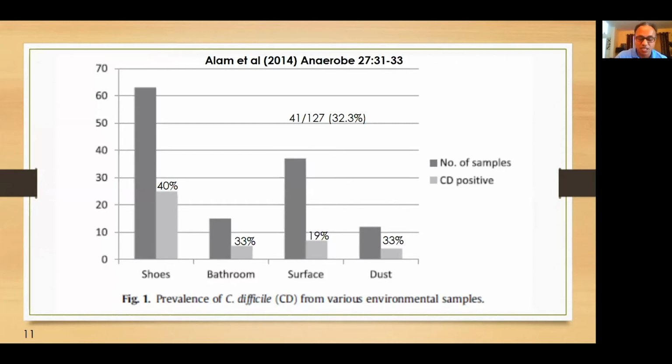It was surprising to us because it is grossly contaminated soaps. And then restroom or bathroom samples, 33%. Other surfaces, floor and kitchen surfaces, 13%. Even household dust contained 33% toxigenic C difficile strains. Overall, 32% of the samples were positive from this group of samples.